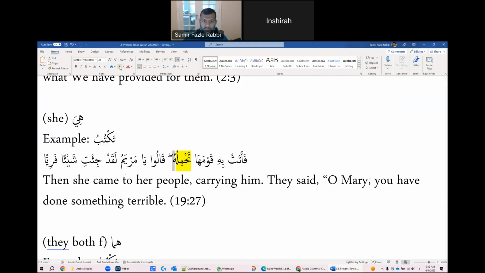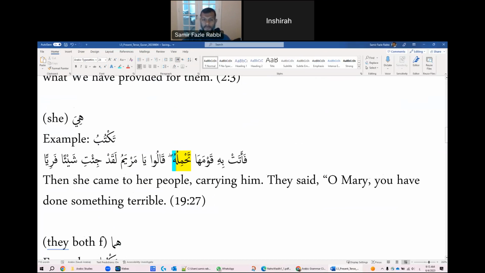Also, what is that little symbol that comes after the dhammas? Oh, so that's specific to Quran, and that basically is you can pause there if you want, or you can continue it all the way. So you could read فَأَتَتْ بِهِ قَوْمَهَا تَحْمِلُهُ. If I pause, I pause on a sukun, تحمله. Or if I continue, فأتت به قومها تحمله قالوا يا مريم لقد جئت شيئا فريا. If I continue it, then I do the vowel on there. If not, it just ends in sukun.